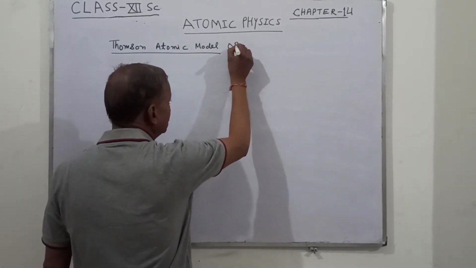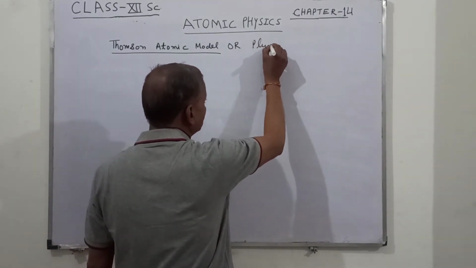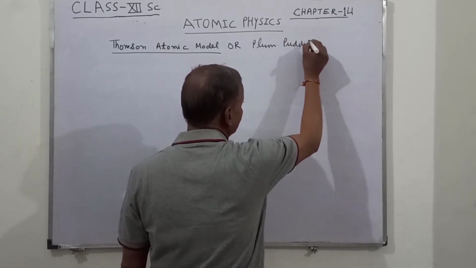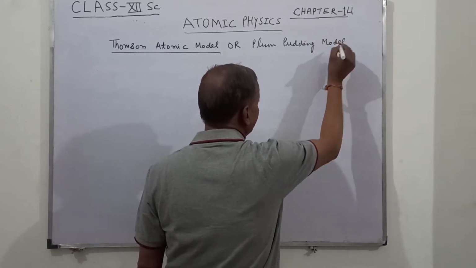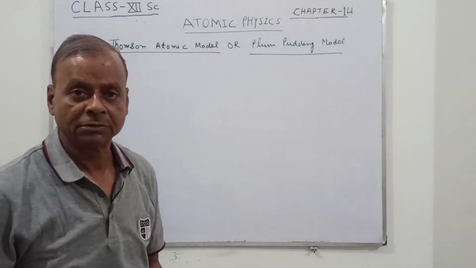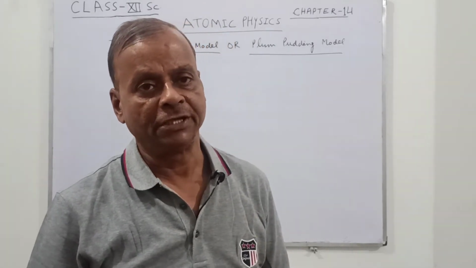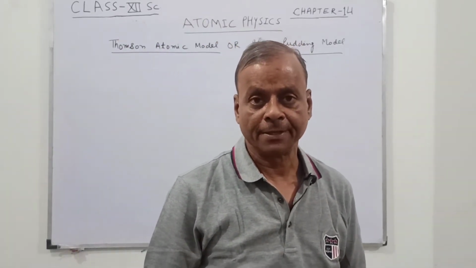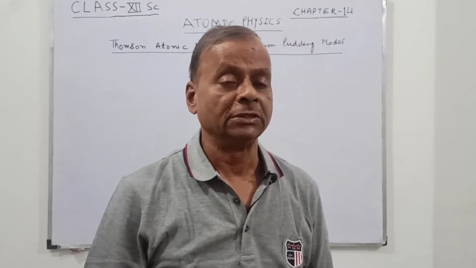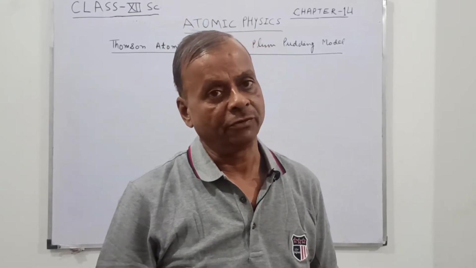Another name given to it is the plum pudding model. Plum pudding is the name of a sweet where plums are attached to the sweet at different points. So it was thought that the atom may be of this kind. Later on, it was also compared with the structure of a watermelon.